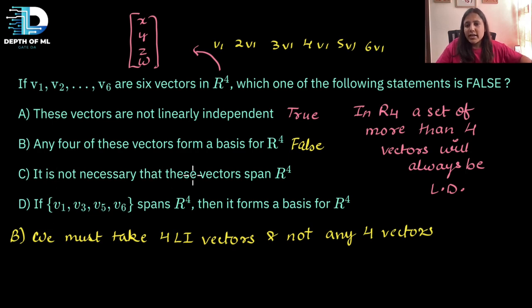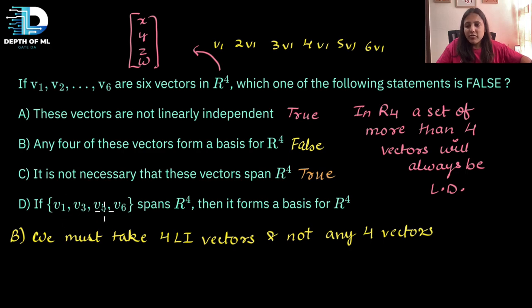It is not necessary that these vectors span R4. This comes from the explanation of statement B, that it might not be necessary that they span R4, right? It can happen that these vectors, for all I know, are of this form, and all they will span is the linear combinations of vector V1. Hence it is not necessary that they span the vector space R4, because to span R4 I would need 4 linearly independent vectors, and no such information is given here, so I cannot claim that, and hence this is true.